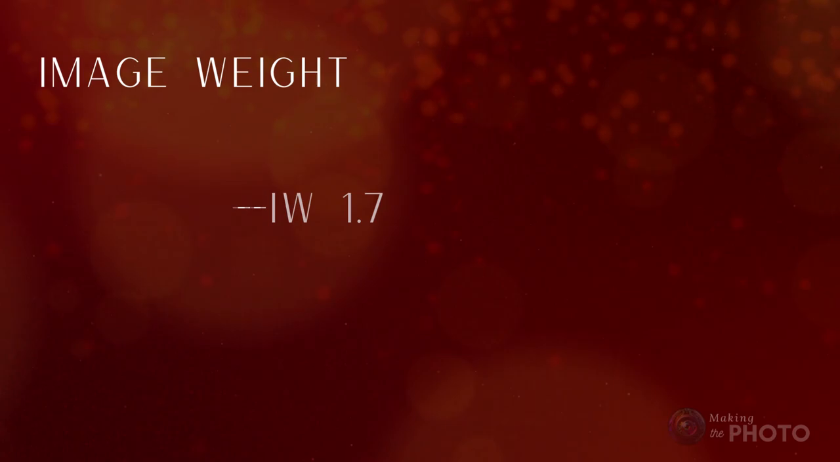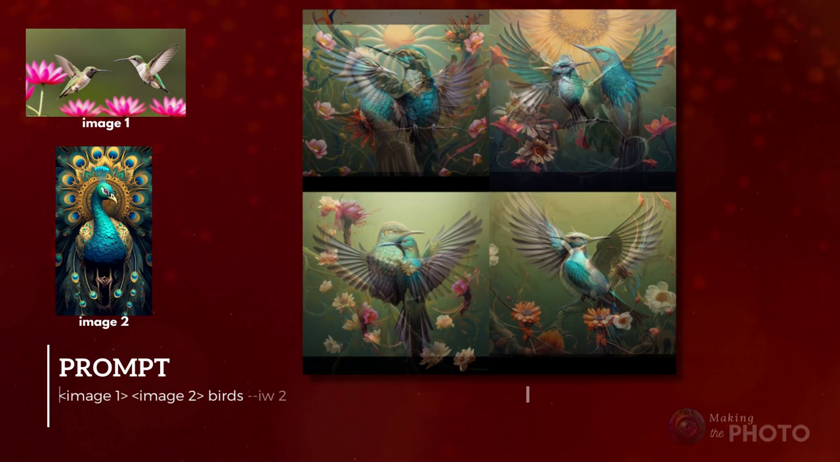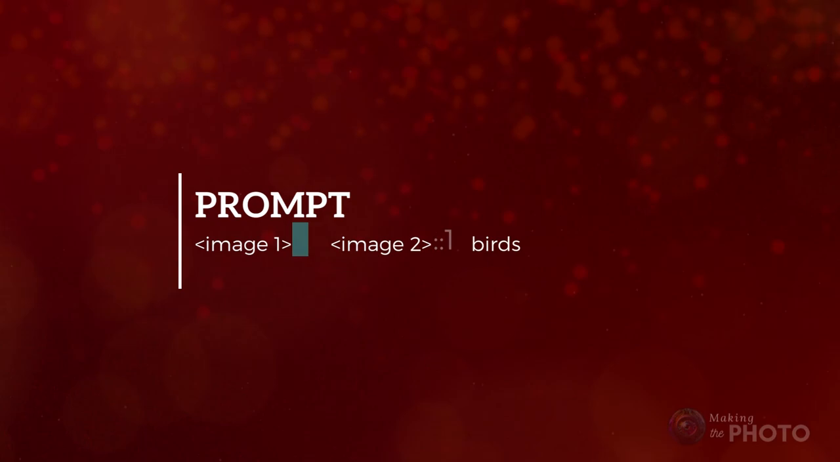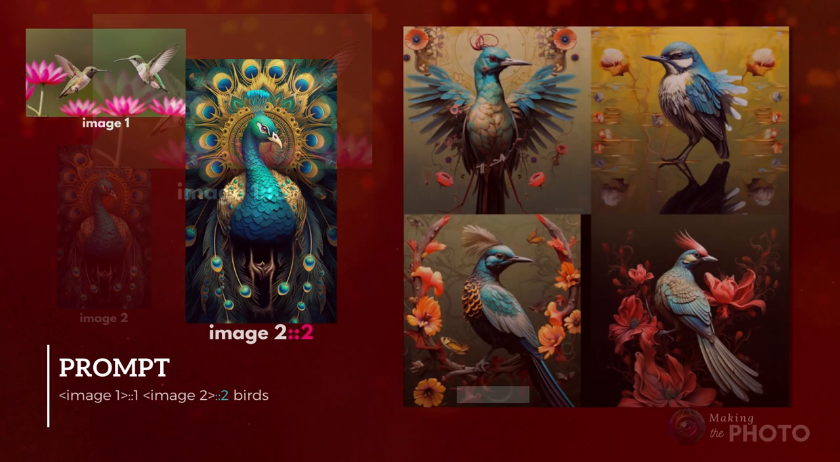But you can have more than one image in your prompt, and the image weight parameter weights all your images equally. Instead, use multi-prompts after your images and weight each individually. Let's use two different bird images and change the weights. Notice that the image changes as I adjust the weights. Sometimes it's more hummingbird, sometimes it's more peacock.